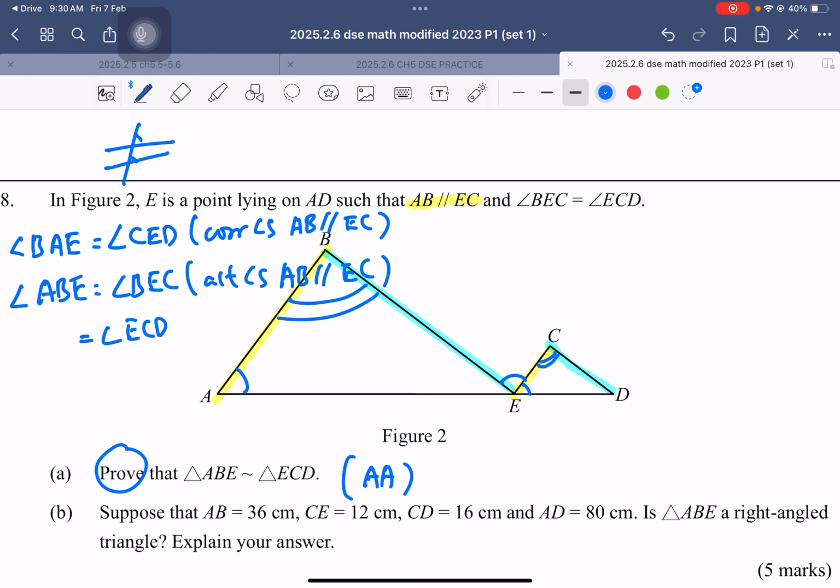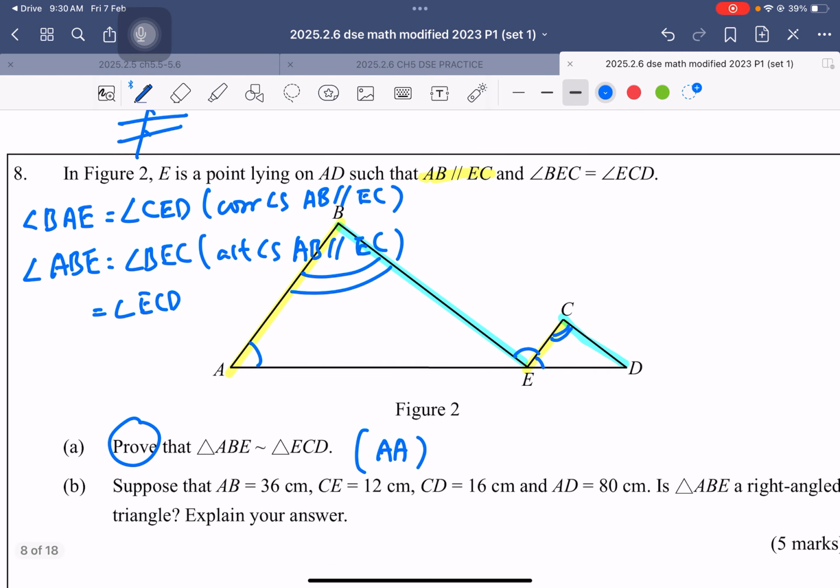Why did you give two? You just have one angle that is the same. BEC equal to ECD. It's given. Yes, this is correct, but you're not finishing. You're just giving me one pair of angles that is the same. You didn't give me the corresponding angle. The proof is not finished. I can't give you any marks. Okay?